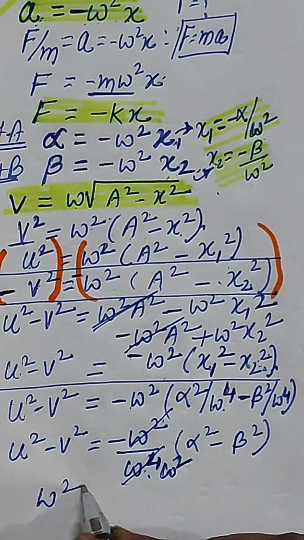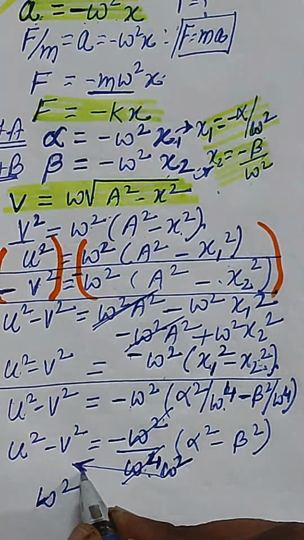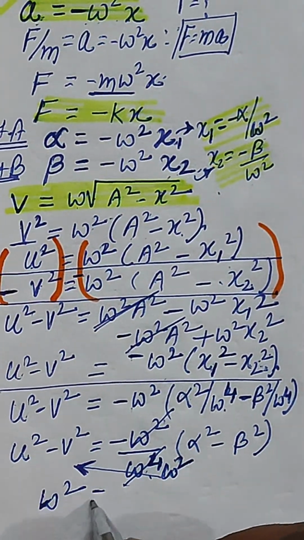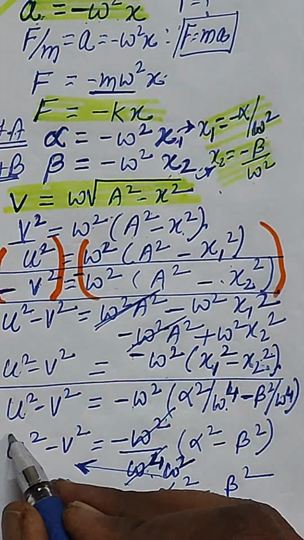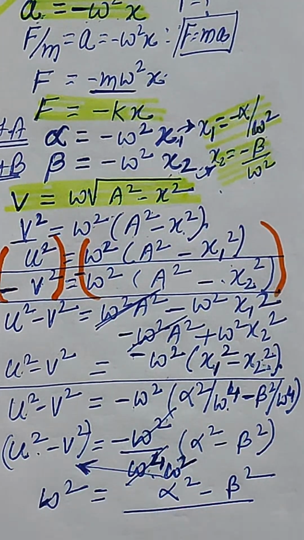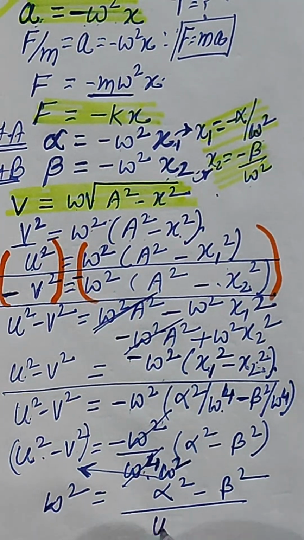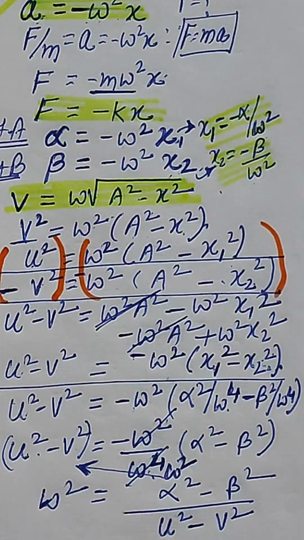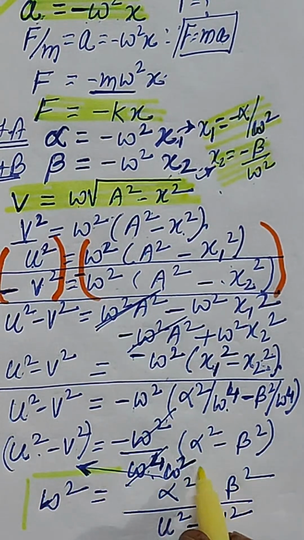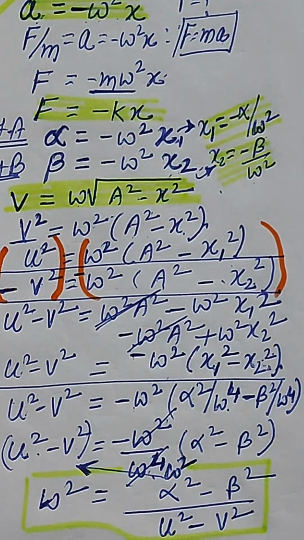So the value of omega square after cross multiplication, this omega square will go to the LHS. Then omega square can be written as alpha square minus beta square divided by u square minus v square, which comes into the denominator of the RHS, right? So this will give you the value of omega square as alpha square minus beta square divided by u square minus v square, my dear friends, right?